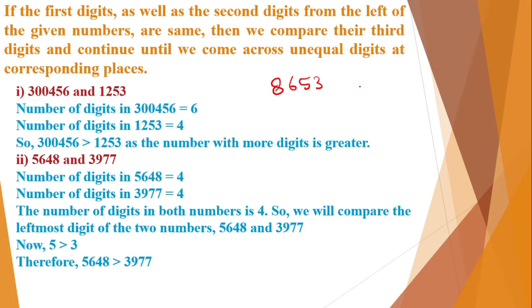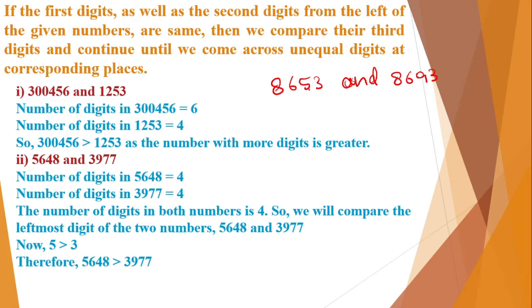8653 and 8693. Now if we compare their leftmost digit, 8 and 8 are equal. The next digit is 6 and 6. So 6 and 6 are also equal. Then if the first and the second digit are also equal, we compare the third digit and keep on comparing till we get unequal digits, as I told.